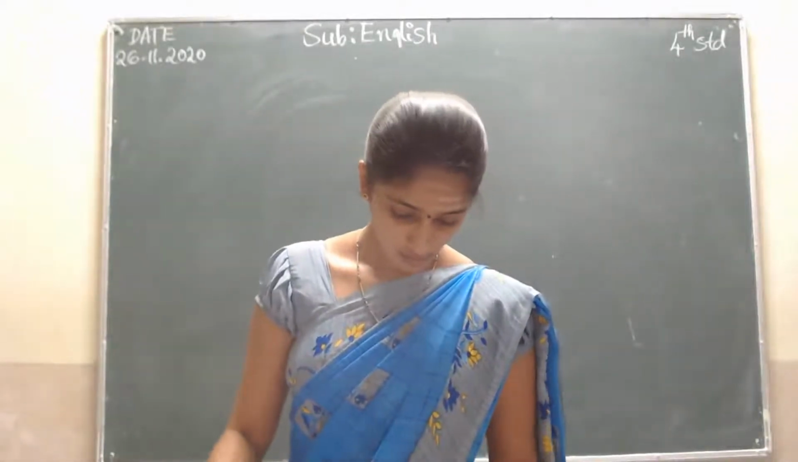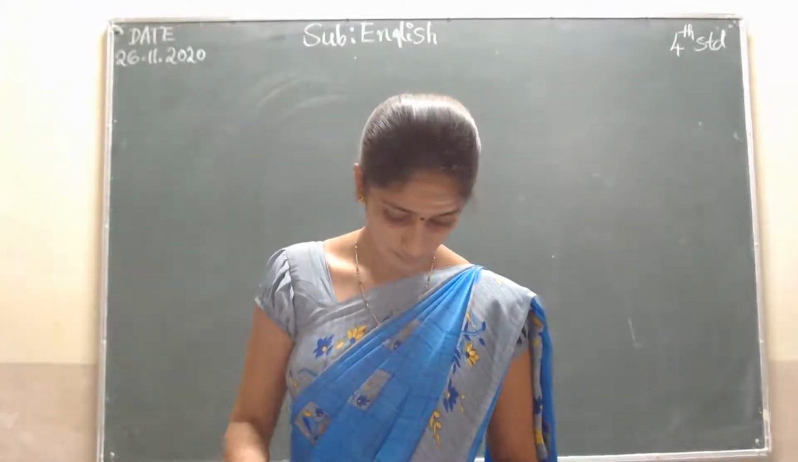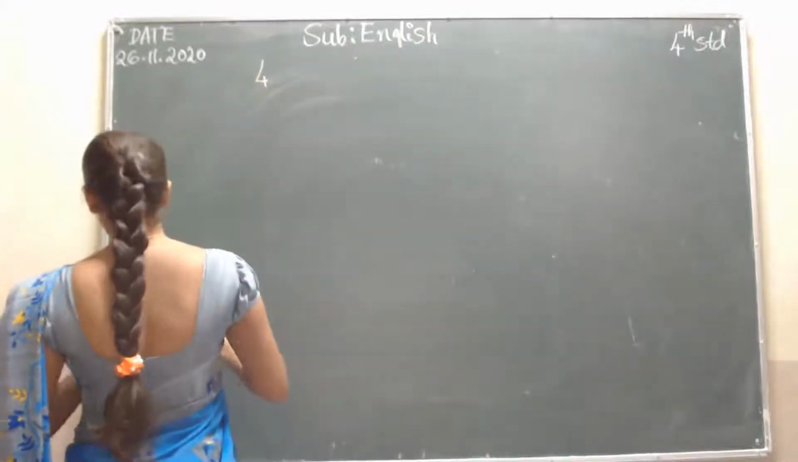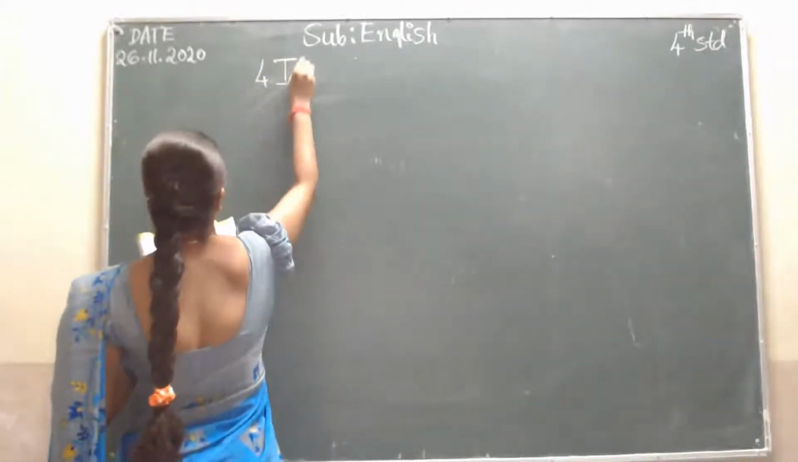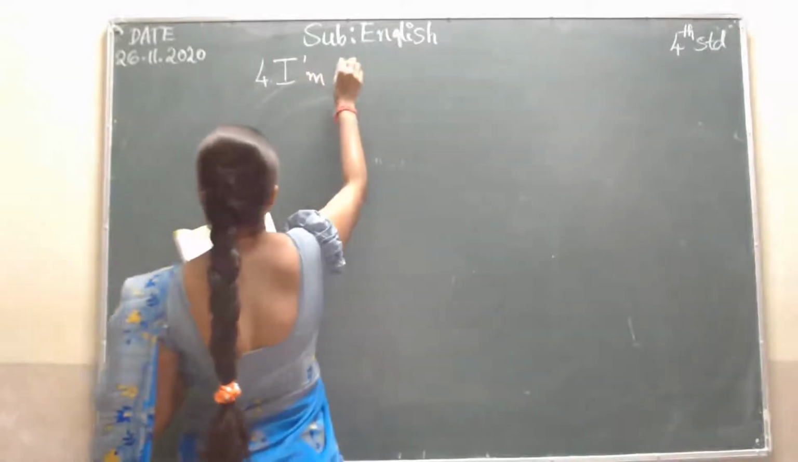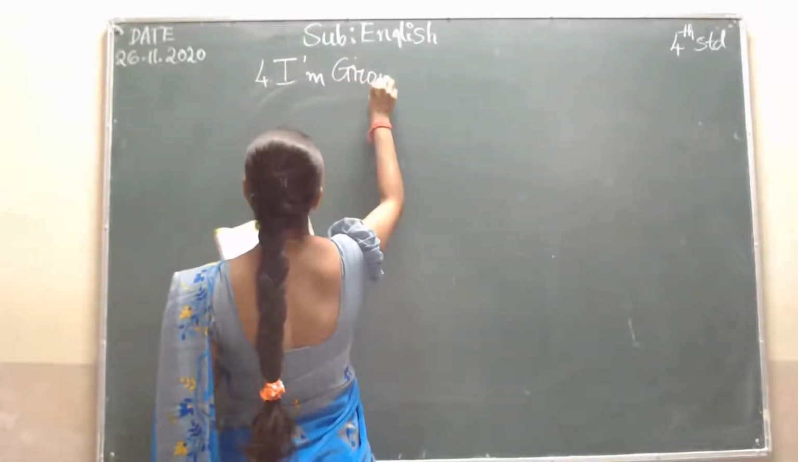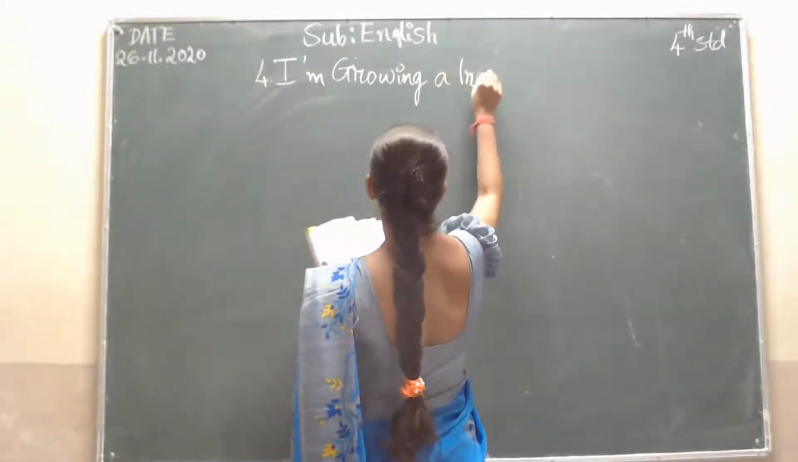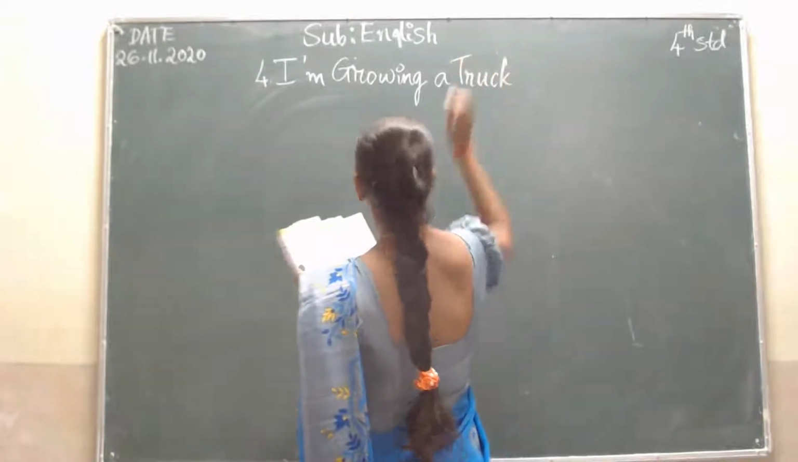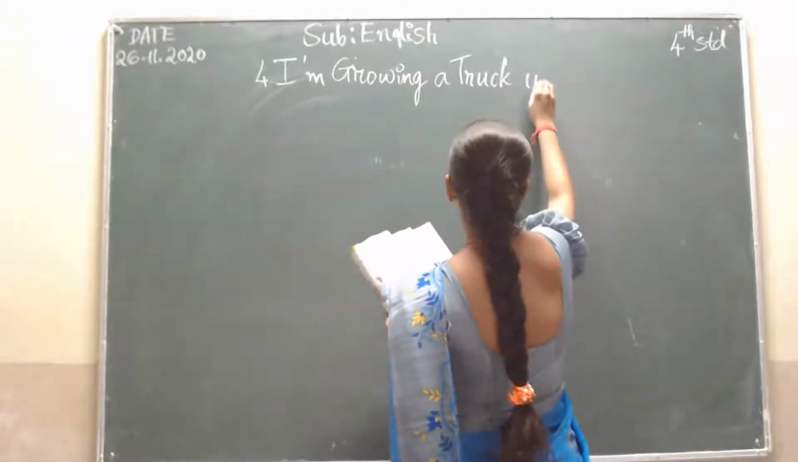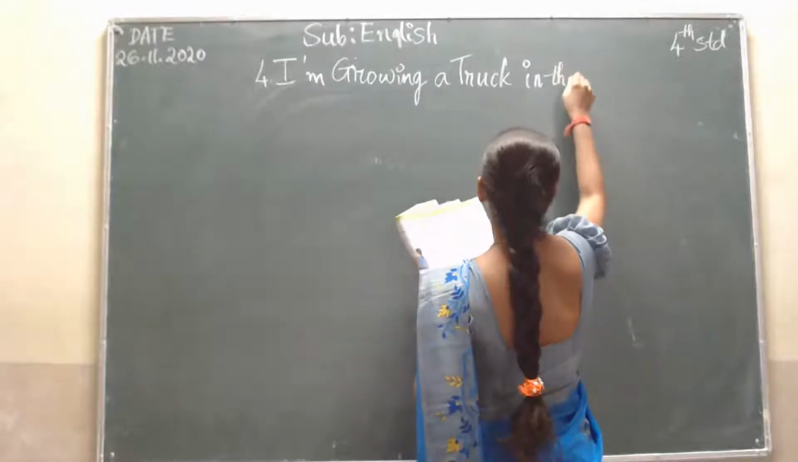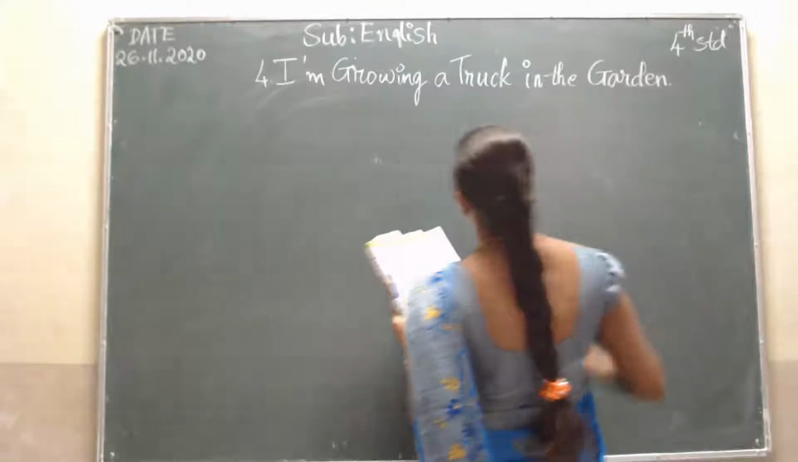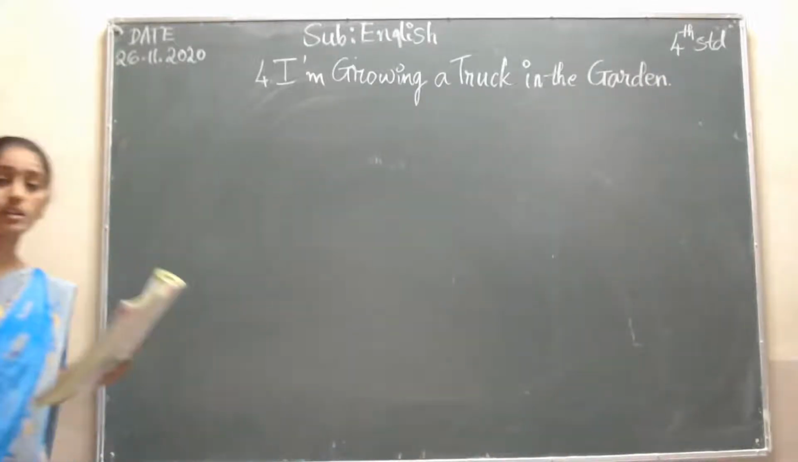The poem number is... The name of the poem is "I'm Growing a Truck in the Garden."